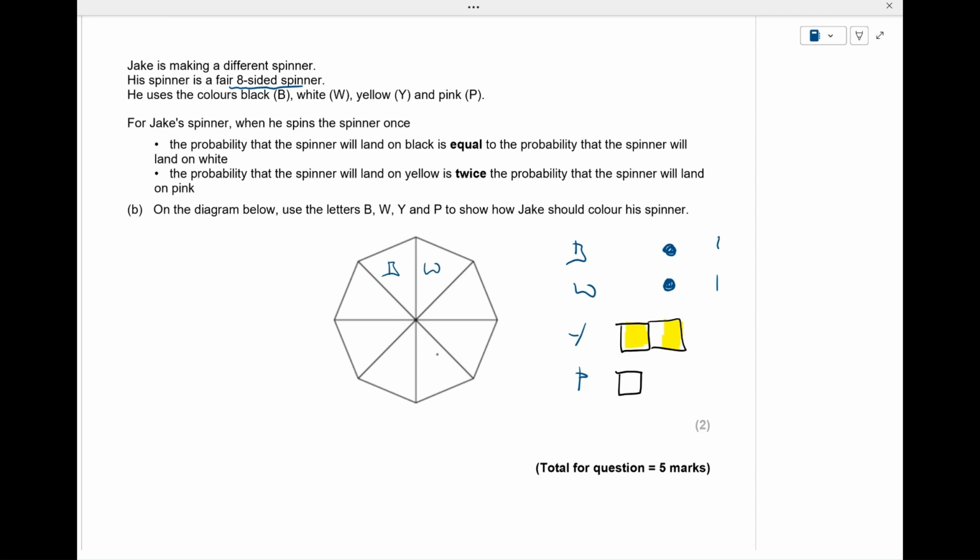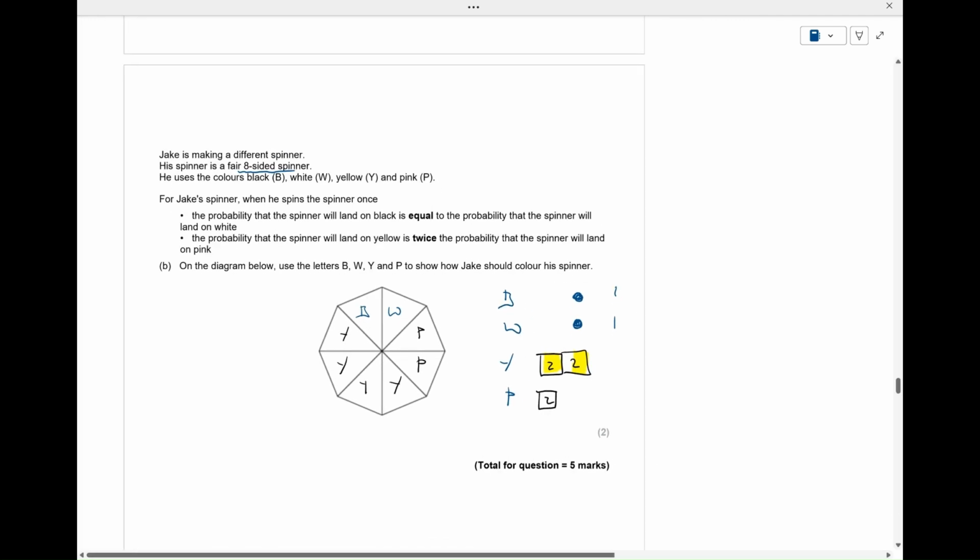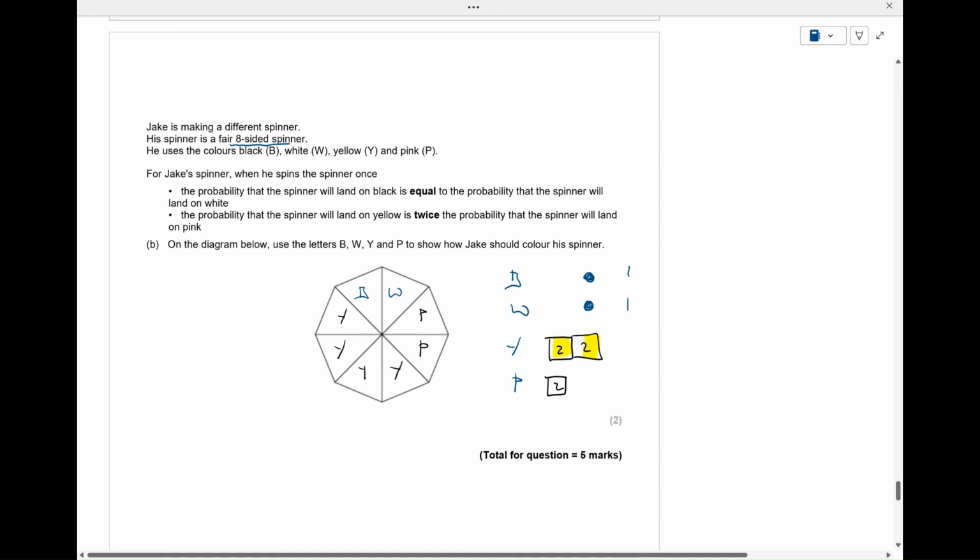Now I've got 6 left, haven't I? So each box would be 2, wouldn't it? There you go. 4 for yellow, and 2 for pink. Now I've got it right, and I've done it by trial and error. There are other ways you can do it, but to be honest, I would just be puzzling it out, trying different things until you get one that works. I think that's quite a tricky 2 marks, Jake and his spinner.